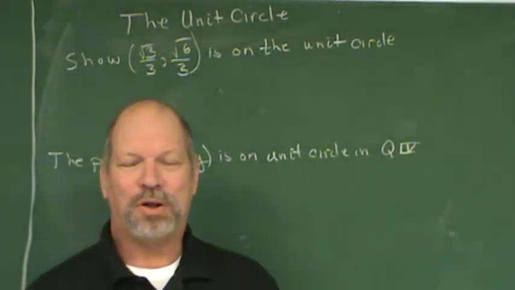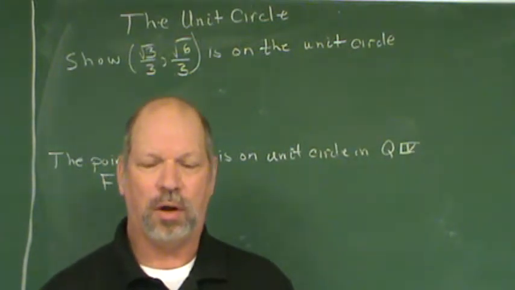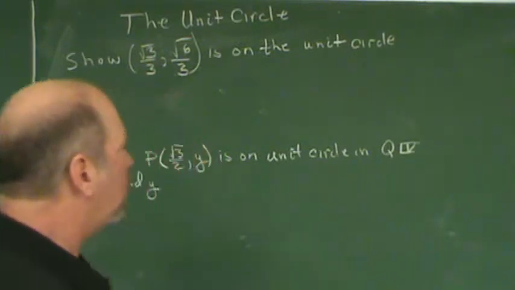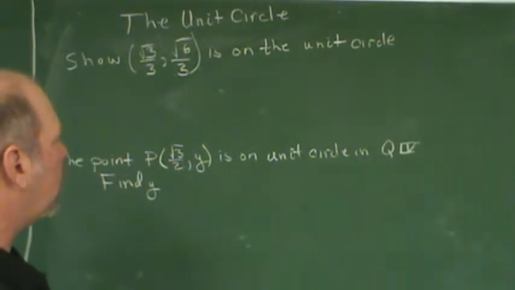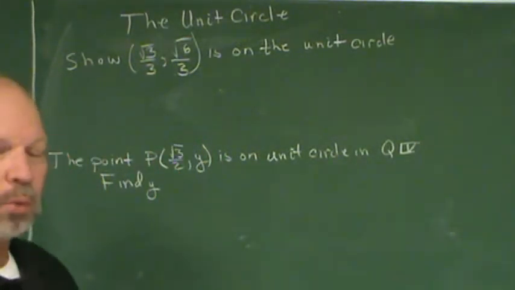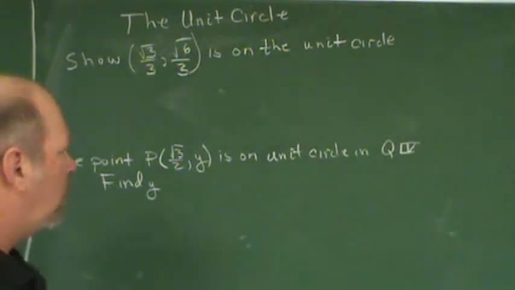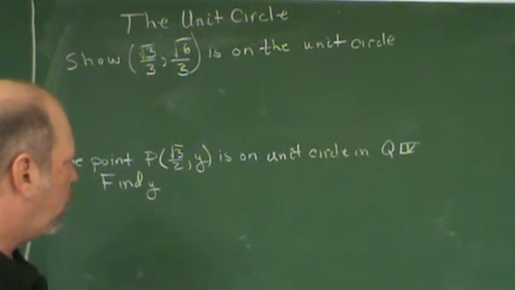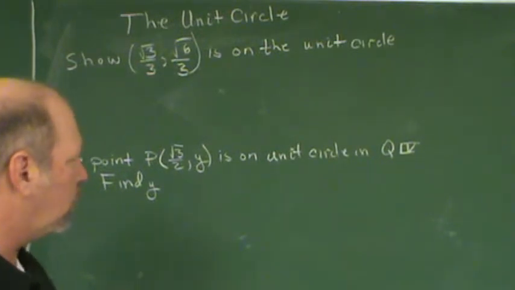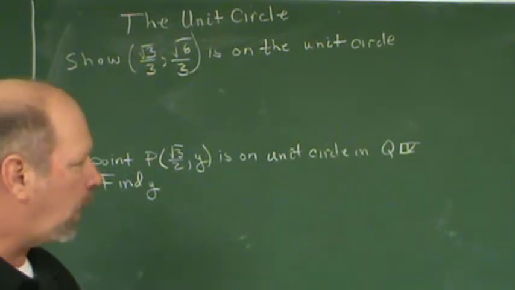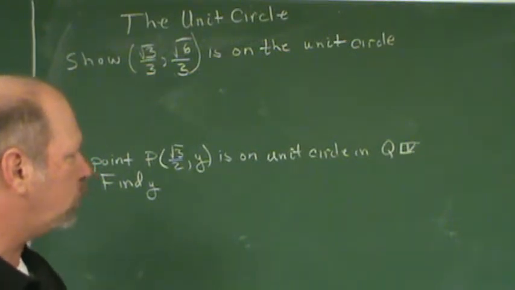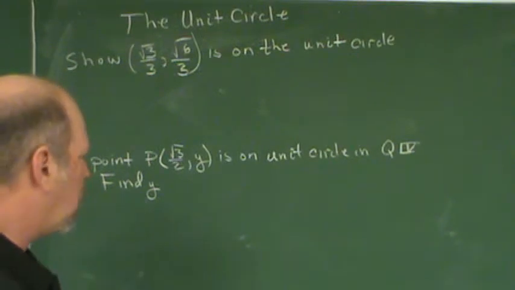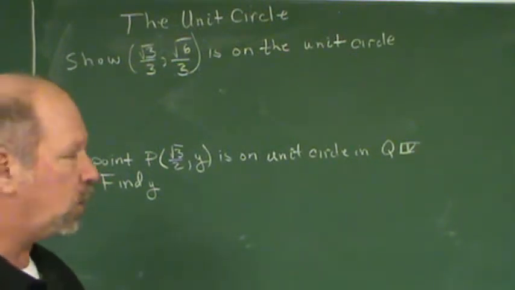Here are a couple of examples out of Unit 2.1. We're talking about the unit circle. The first example shows how you show that a given point is on the unit circle. The second example in this video, we're given part of a point. We're given the x coordinate, we're asked to find y, and we're also told what quadrant it's in. We're asked to find the y value that goes along with that x coordinate.